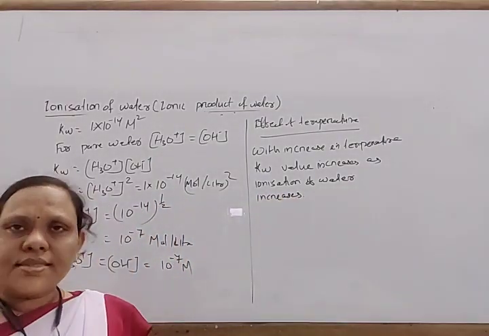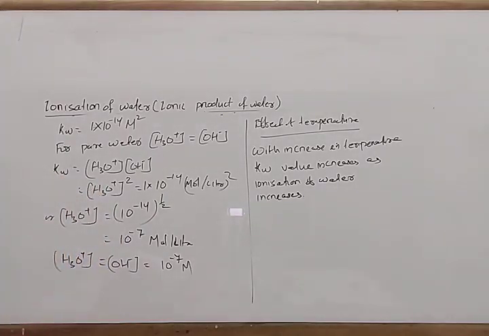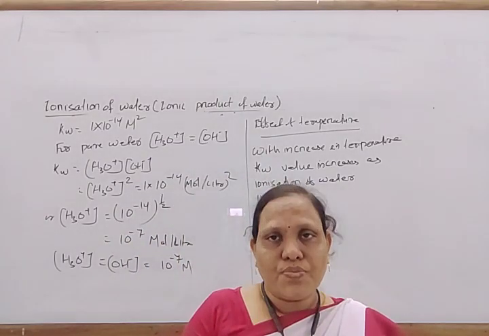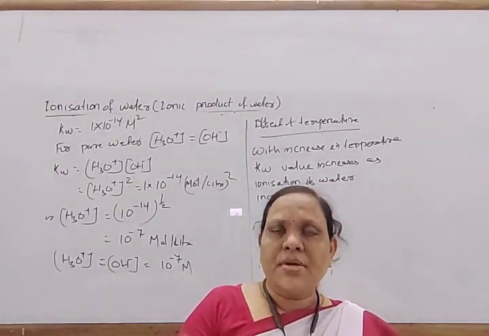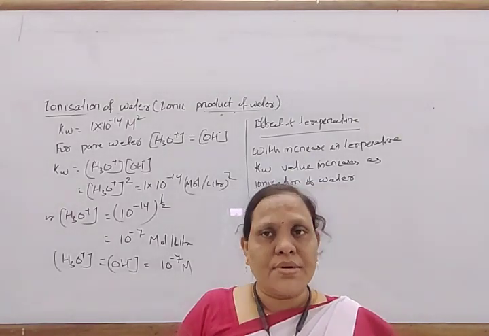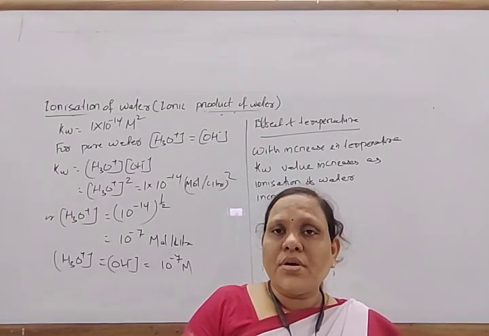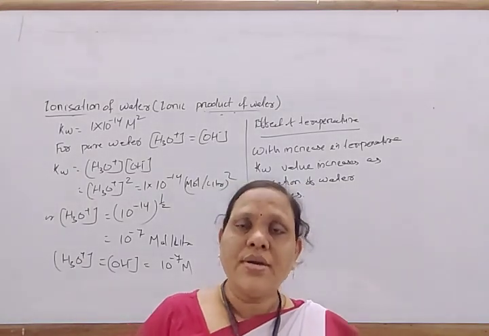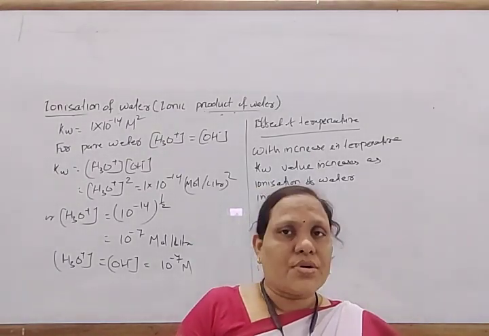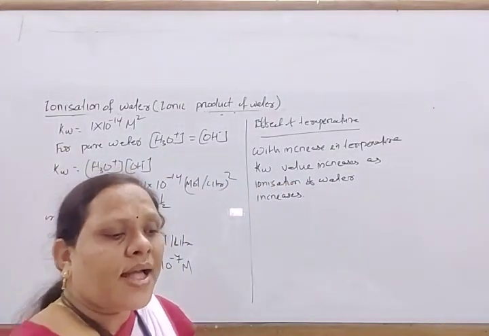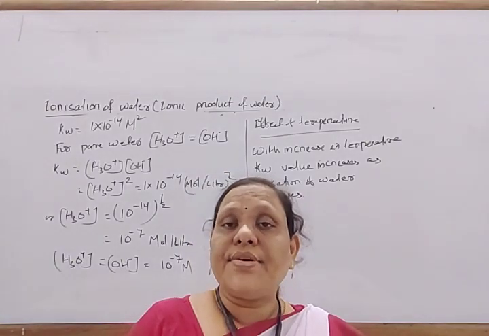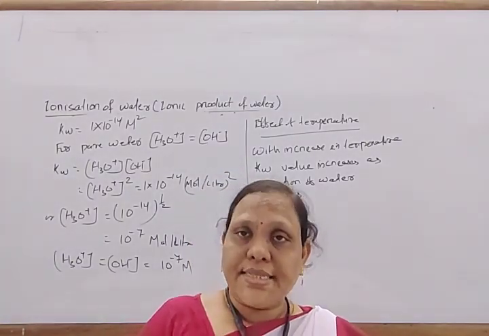Okay, so now I think you're clear about what the ionic product of water is. The product of the molar concentration of H3O plus ion and OH minus ion is known as the ionic product of water, and it is a constant at a particular temperature. Again, the product of the molar concentration of hydronium ion and hydroxyl ion is known as the ionic product of water. Next, let's see how these values vary in acidic medium and in basic medium.